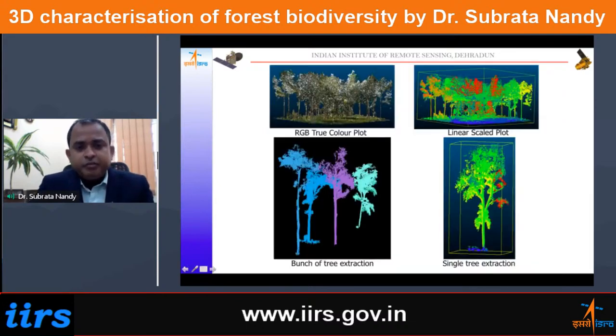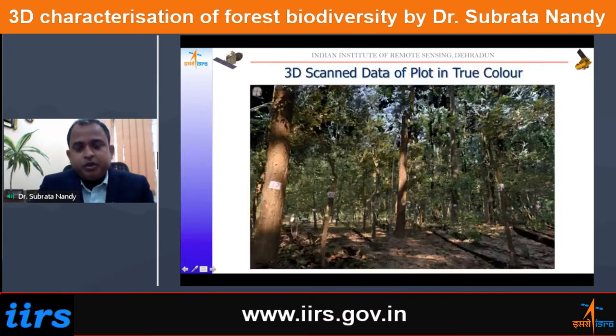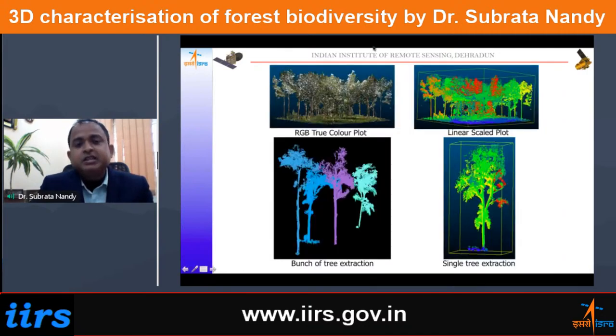Now from this kind of plots, as I said, it's a 0.1 hectare plot. From this plot, I can easily separate the different trees. So individual tree extraction is possible from a plot data. So basically, here you can see this plot data. We have separated different tree species here. There are different trees here.